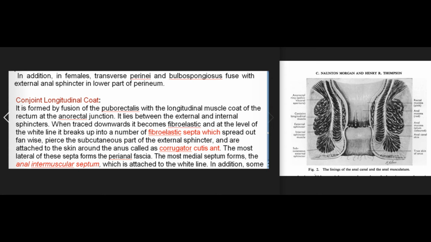Conjoint longitudinal coat. It is formed by fusion of the puborectalis with the longitudinal muscle coat of the rectum at the anorectal junction. It lies between the external and internal sphincters.